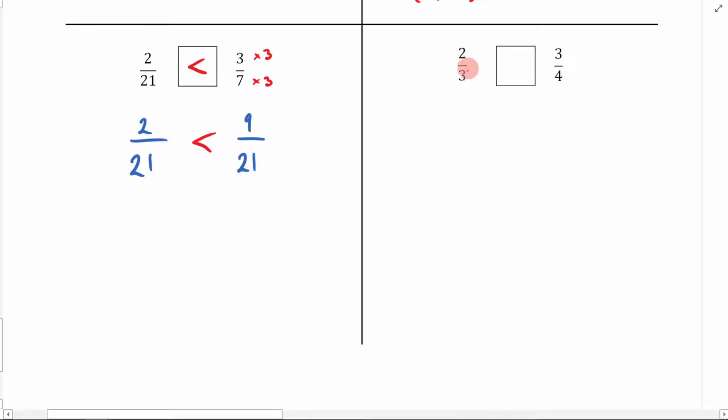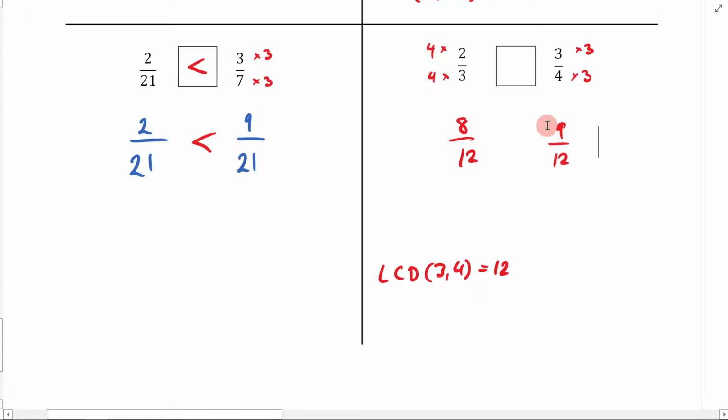Then we'll go on to the next one. Here I've got 2 on 3 and 3 on 4. I'm going to have to multiply both sides here. My lowest common denominator of 3 and 4 is 12. So I'm going to have to multiply this side by 3, and this side by 4. So this is going to be 8 on 12, and this is going to be 9 on 12. Then this one's going to be bigger because 9 is bigger than 8. Oh, I messed up my colors, but hopefully you can still figure that out.